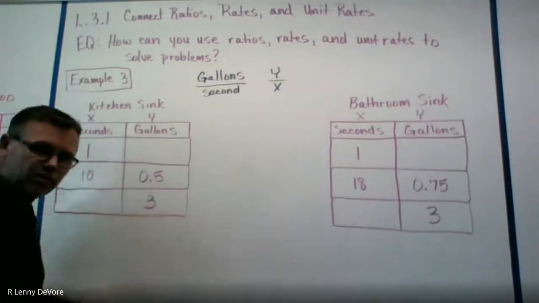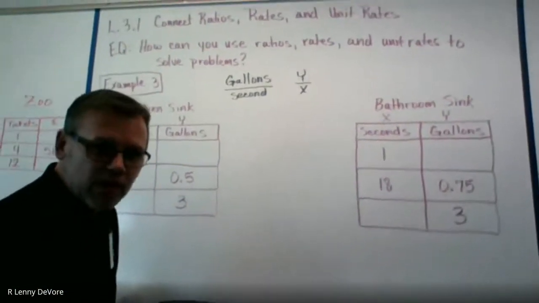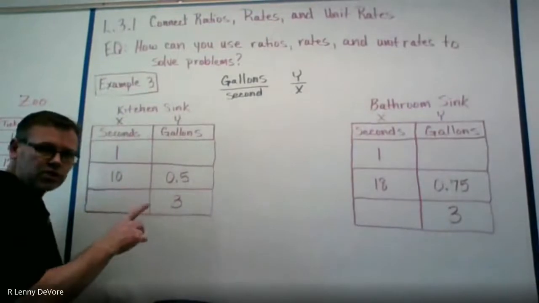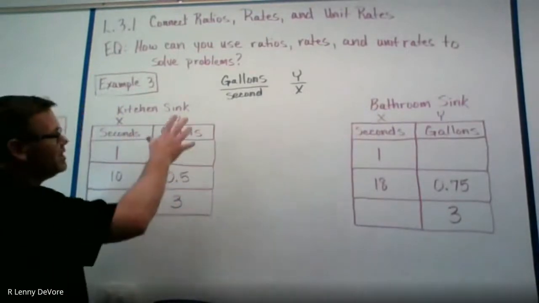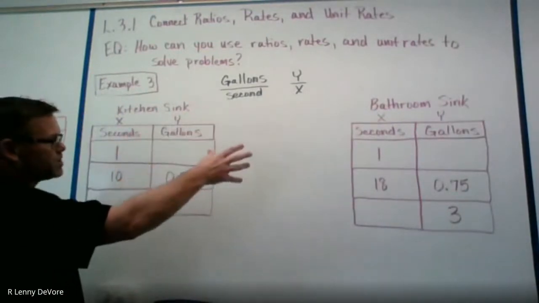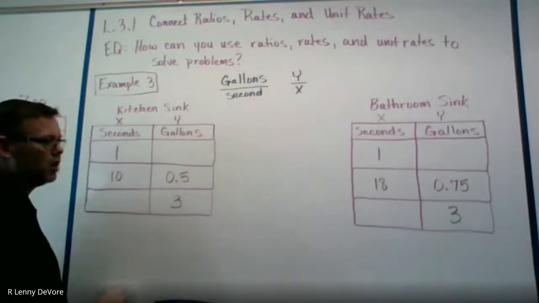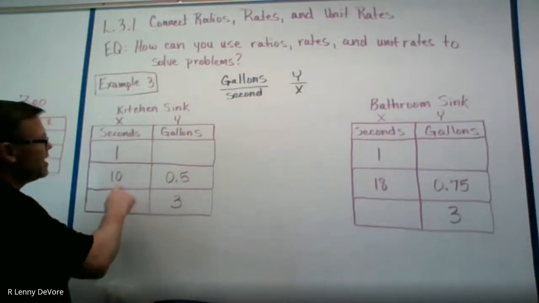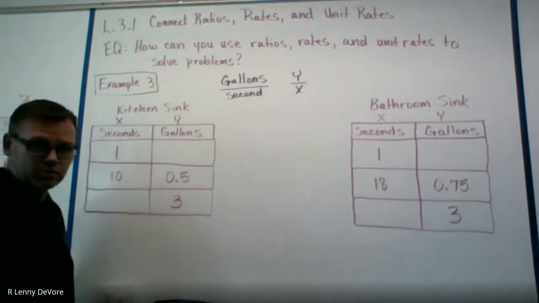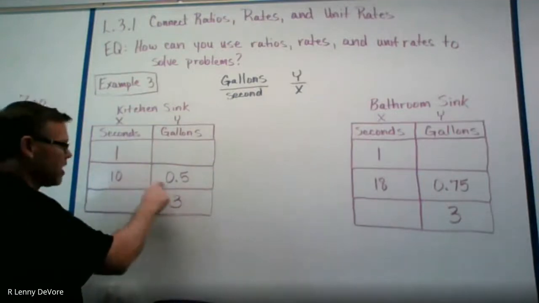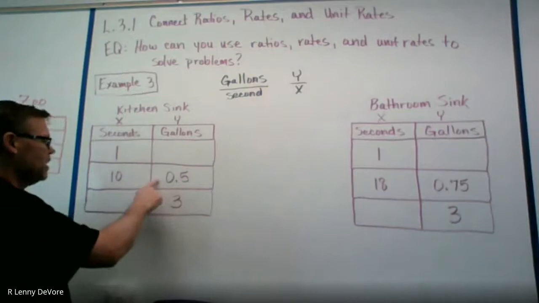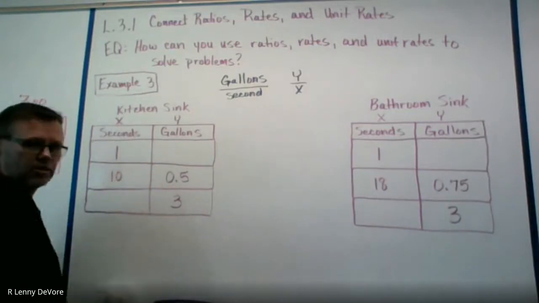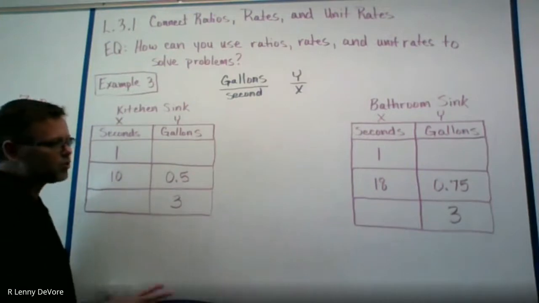Now, this is example 3, okay, guys? What we're talking about here is the kitchen sink and the bathroom sink, which are both dripping, and they want to know which one is dripping the fastest. When they tell you that in 10 seconds it's running 0.5 gallons, I guess that's more than a drip, isn't it? That is a rate. In other words, half a gallon every 10 seconds. So that is a rate.